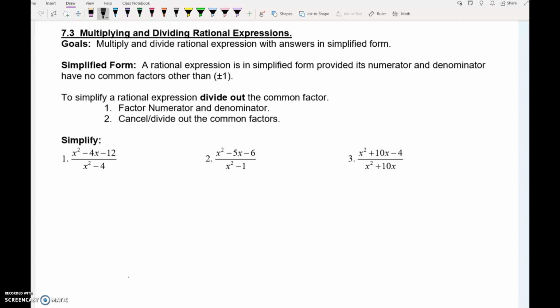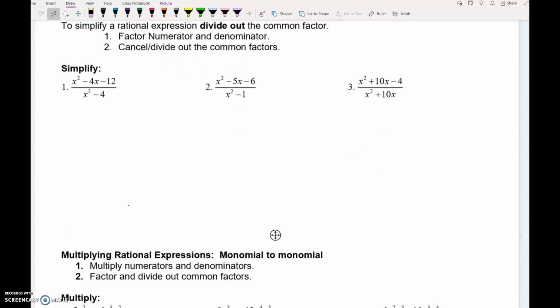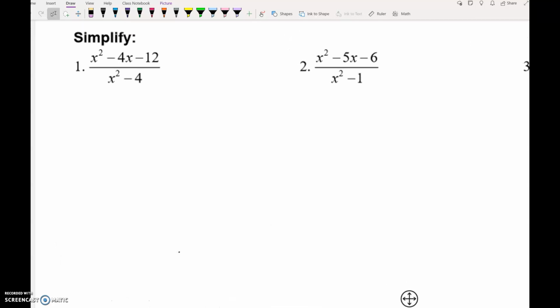Today we're going to multiply rational expressions, but before we actually get into multiplying rational expressions, we're going to simplify rational expressions. Rational expressions just means there's a fraction involved. There's a numerator and a denominator. We are going to do our favorite thing in the whole wide world. What's our favorite thing in the whole wide world? Factoring. We're going to factor.